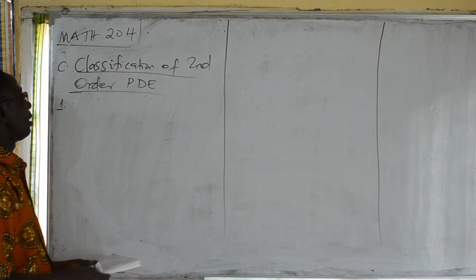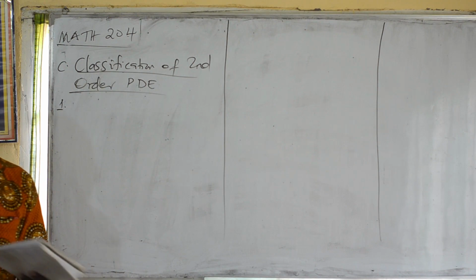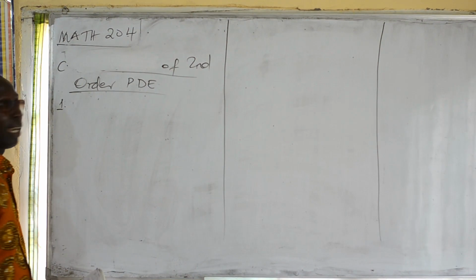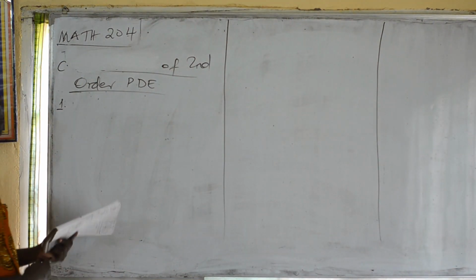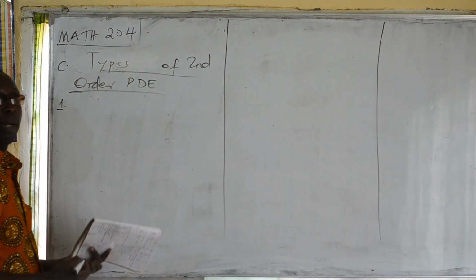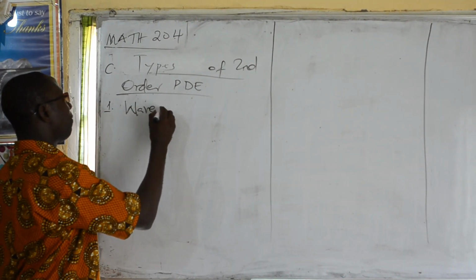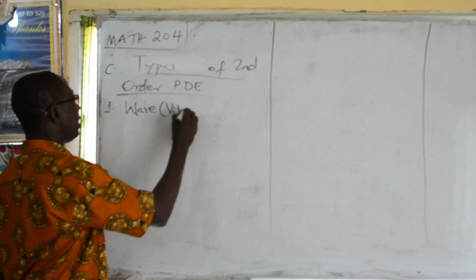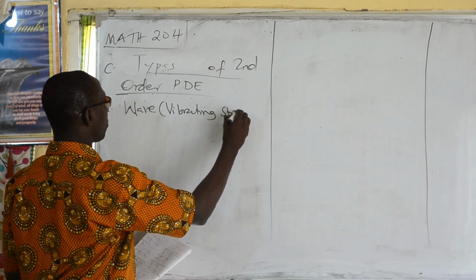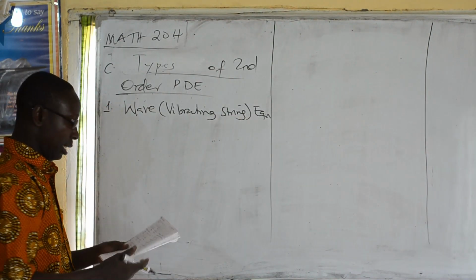Or types of second order, maybe I should rather write it types of partial differential equations, because the classification will fall under a different heading. So types of second order partial differential equation. The first one is what we call the wave or the vibrating string, the wave equation.